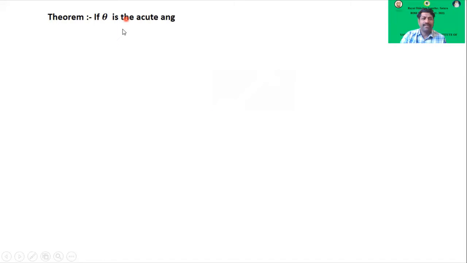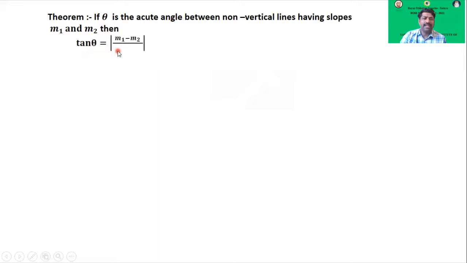Now there is a theorem. If theta is the acute angle between non-vertical lines having slopes m1 and m2, then tan theta is equal to mod of m1 minus m2 upon 1 plus m1 into m2. If we are given the slopes of two intersecting lines, then we can find the tangent of the acute angle theta by using this formula, that is mod of m1 minus m2 upon 1 plus m1 into m2. Now let us see the proof of how this formula is derived.